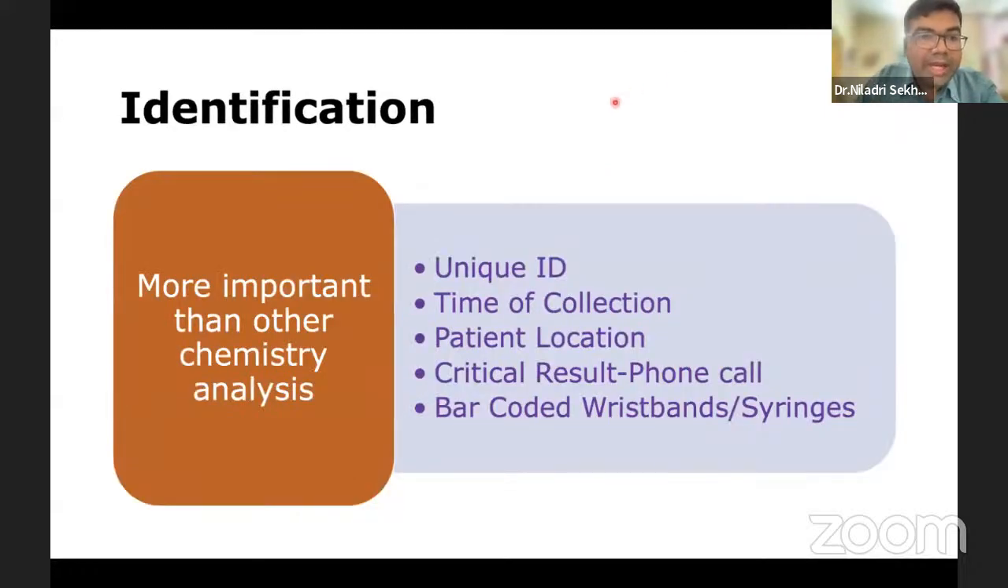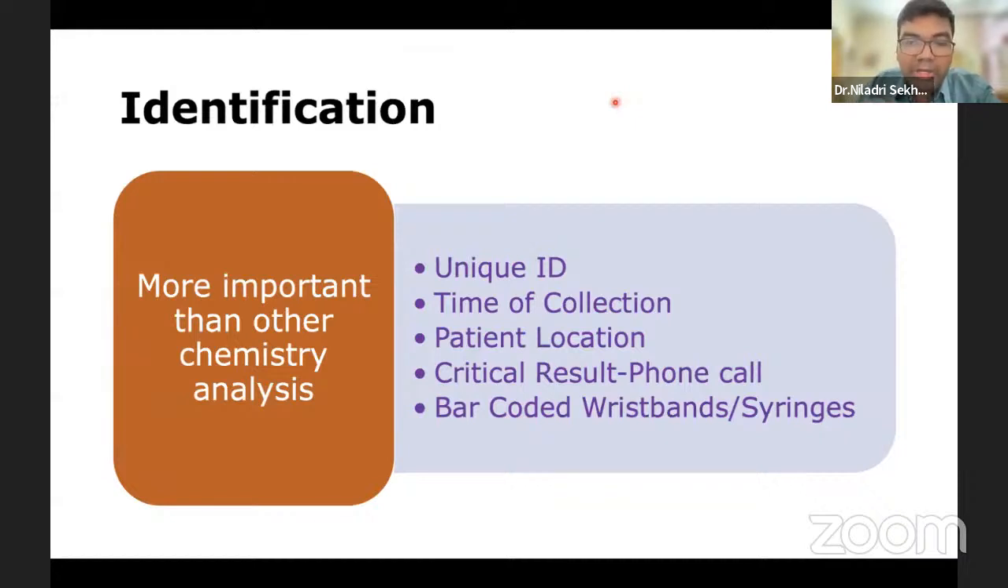Another thing I want to tell is identification. This is more important than in any other chemistry analysis. What do I mean by identification? Whenever you order a blood gas, you have to know the ID of the patient: the patient's name, the time of collection, and where the patient is located. You don't want to mix someone's blood gas with someone else's. And if the patient has any critical result, this is usually not an issue with point of care testing, but if you are sending the blood gas to a central lab, you have to tell the lab personnel to call and inform the clinician if there is a critical result.